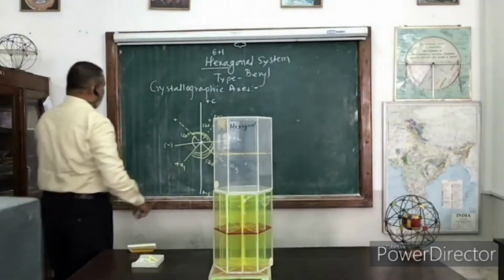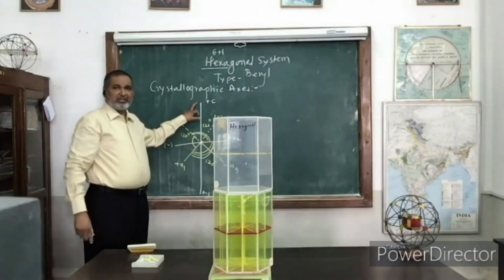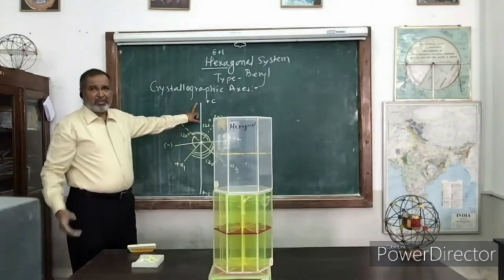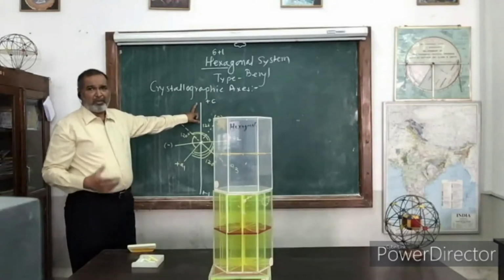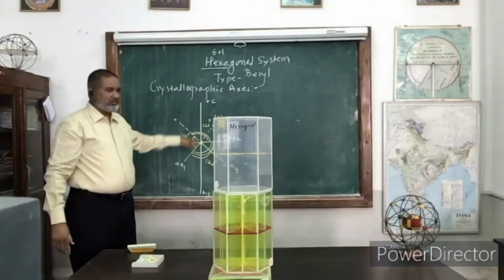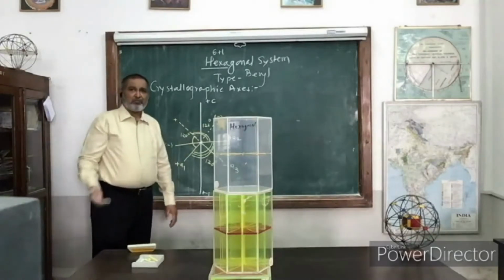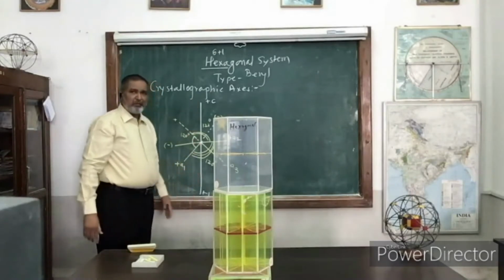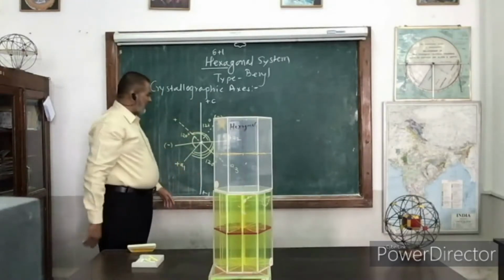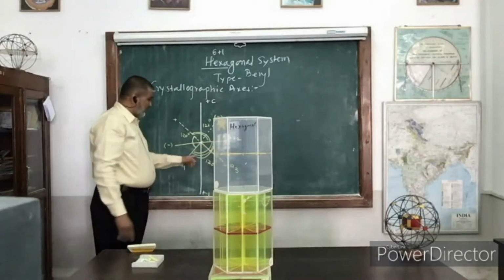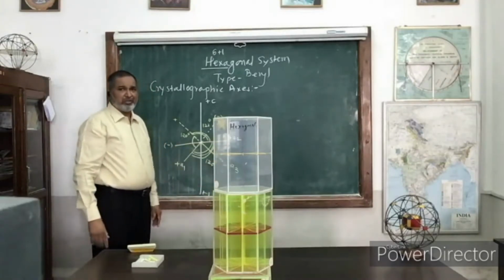In this system we will find that there are four axes, whereas in the cubic, tetragonal, orthorhombic, monoclinic and triclinic systems we have three axes. In this one one more axis will be introduced. The C axis is a vertical one running from top to bottom, which is the longest one, and there are three horizontal axes, each making an angle of 120 degrees with the others.